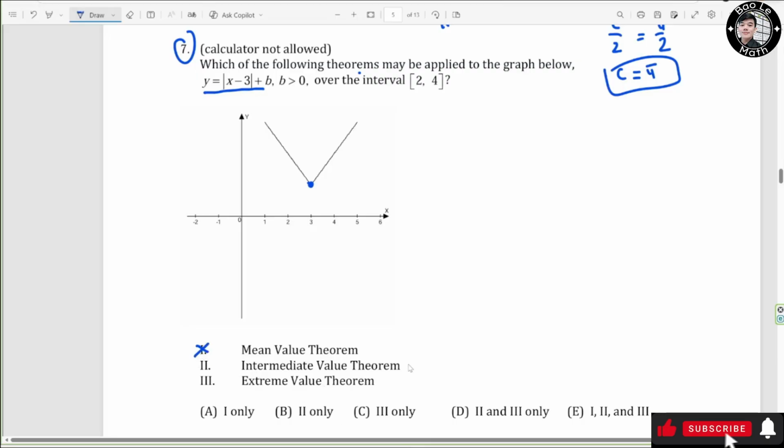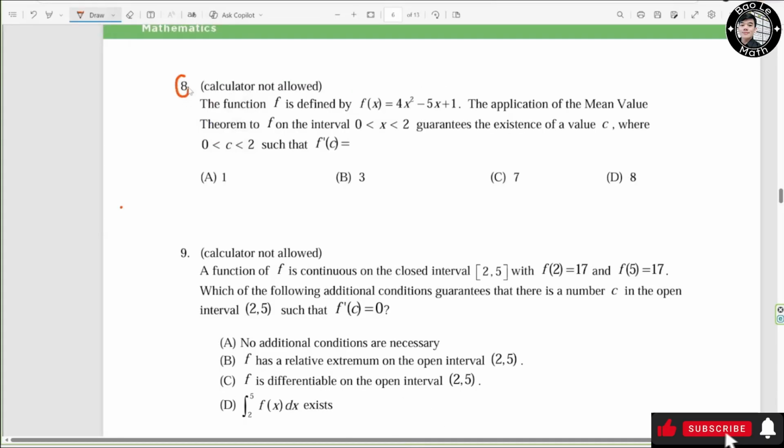Intermediate value theorem could be right. Extreme value could be right. Because these two theorems right here require the function to be continuous only, right? So the answer should be 2 and 3, which is D. Now let's move on to question 8.